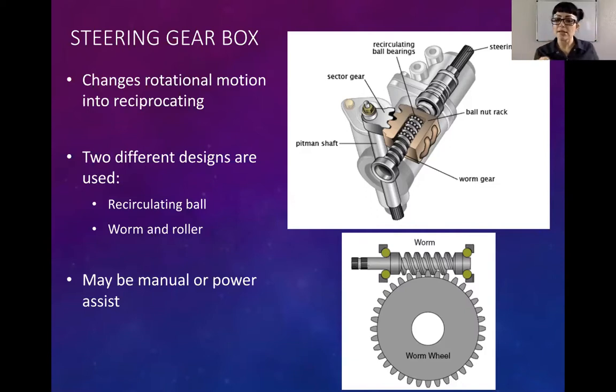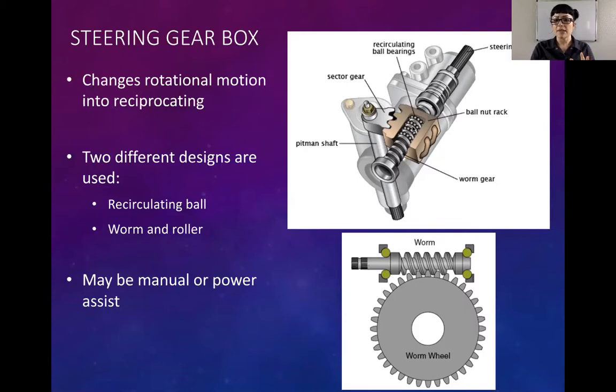There are two different designs. We've got what we call a recirculating ball, which is kind of what we're looking at here with the ball bearings. And then we have a worm and roller. This is sort of a basic design here, but I don't want to get too into these steering gearbox designs. I will in a suspension and steering class. We'll talk about how these gearboxes work, measurements, and how to take them apart and things like that. But for now, this is its basic design.